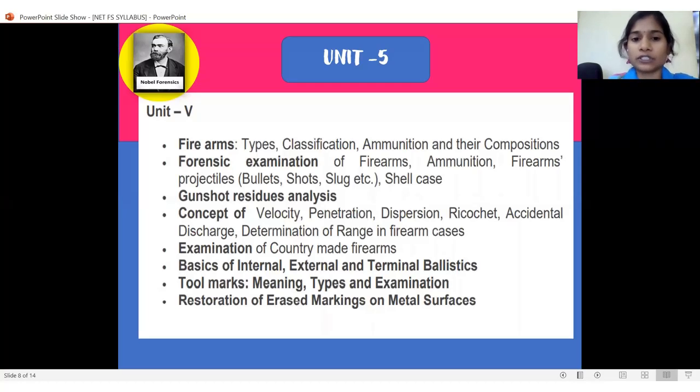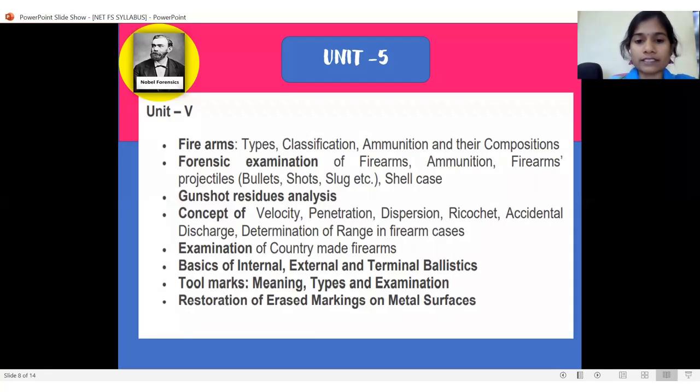Then gunshot residue analysis, GSR analysis, which helps in the identification of the shooter. With the analysis of GSR, we can identify the shooter. Then there is different terminology in firearms ballistics. Then also analysis of country-made firearms, which are made illegally, without any license.